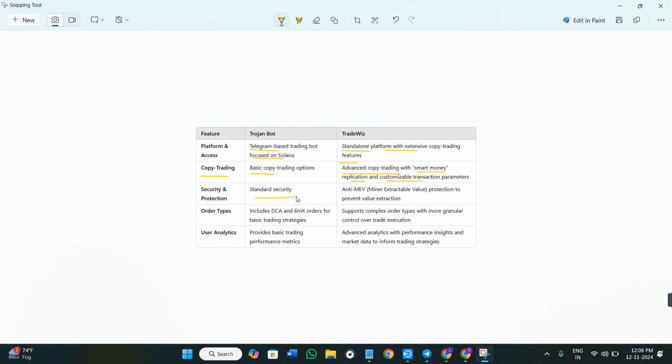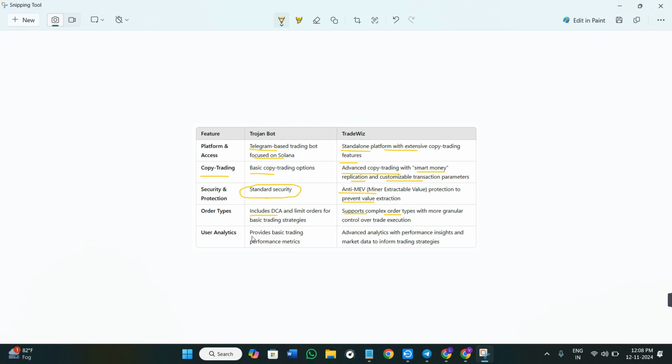In Trojan bot, you will get standard security, and in TradeWiz you will get anti-MEV protection to prevent value extraction. Trojan bot includes DCA and limit orders for the basic trading strategies, whereas TradeWiz supports complex order types with more granular control over trade execution.